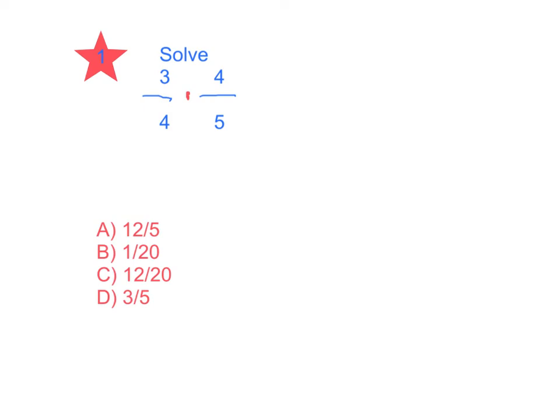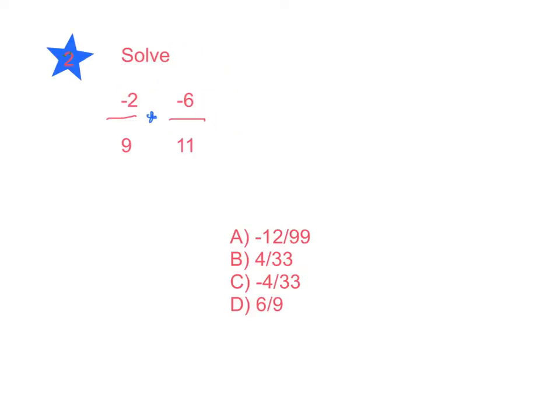All right, so video question 1 says solve 3/4 times 4/5. A, 12/5, B, 1/20, C, 12/20, or D, 3/5. Video question 2, our final video question for this video, is negative 2/9 multiplied by a negative 6/11. Your choices are A, negative 12/99, B, 4/33, C, negative 4/33, or D, 6/9.